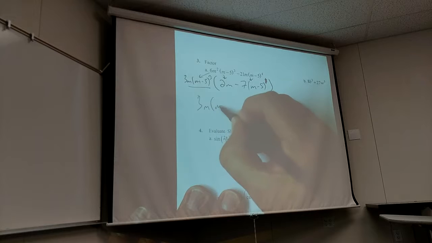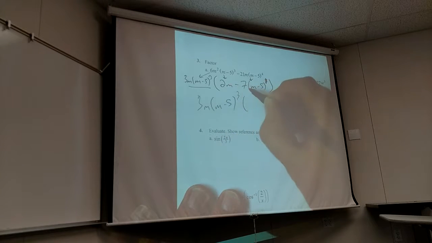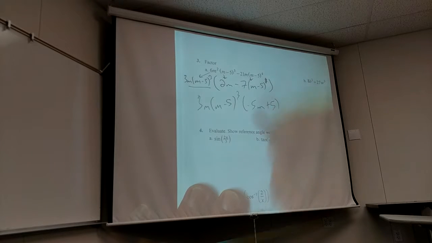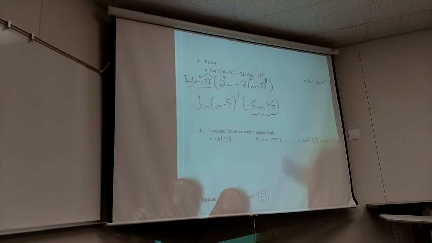And now I've got 2m minus 7m is negative 5m. Negative times negative is plus 5. And what's the last thing I could do? Take out a negative 5.